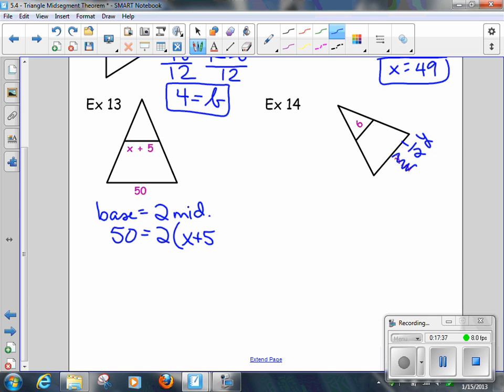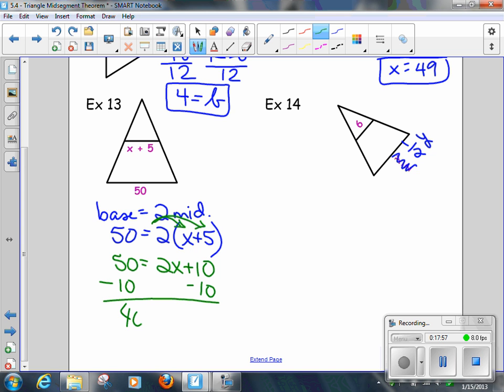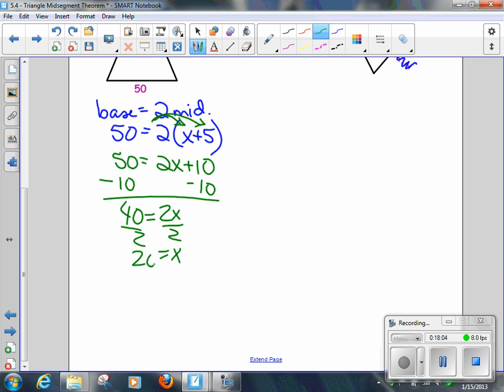X plus 5. Now, the algebra keeps getting a little progressively more difficult, right? So, what are we going to do right here with the distribute? We got 50 is equal to 2x plus 10, right? Subtract 10 from both sides. And you get 40 is equal to 2x. Divide by 2, what's x? X is 20.